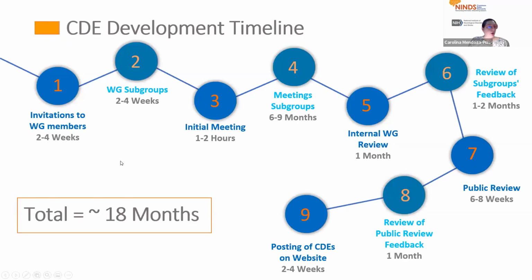So this is the timeline on how at NINDS we develop our CDEs. I'm not going to go to every single step, but I'm just going to give you a summary. Overall, that whole process takes about 18 months. It's not that we sit down and talk and develop in a couple of months. It's a comprehensive process. It starts with inviting all the members. They have their different meetings. They go through an internal review process. Then we go to a public review period. And after that, we post it on our website.